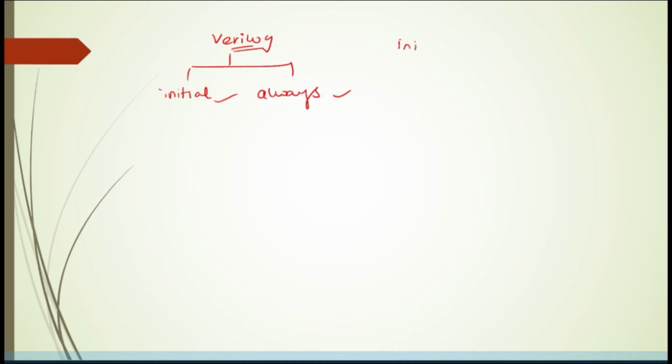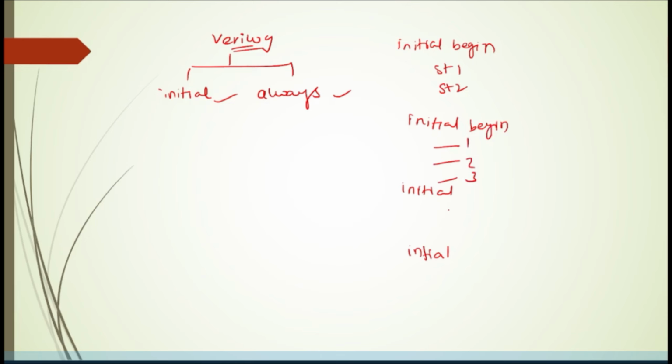For example, if I am taking four initial blocks in my code, within the first initial block I have begin and I have written two statements, statement 1 and statement 2. Again in the next initial block I have written three statements, 1, 2, 3. Again within the next initial block I have written three more statements. In the last one I have written two statements.